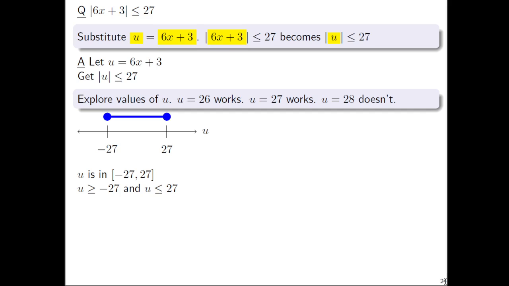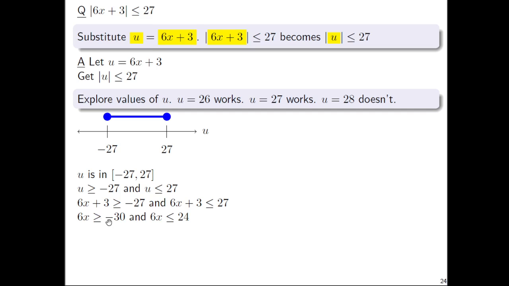So u must be both bigger than or equal to negative 27 and also less than or equal to 27. Now we're not done. The thing is the original question didn't talk about u, so we just need to replace. Remember at the beginning, u was what we substituted for 6x plus 3. So now that we've solved for u, we'll replace it with 6x plus 3. Then subtract 3 on both sides of both inequalities.